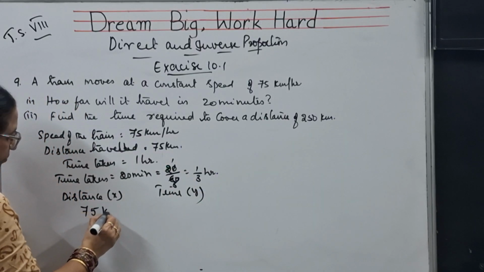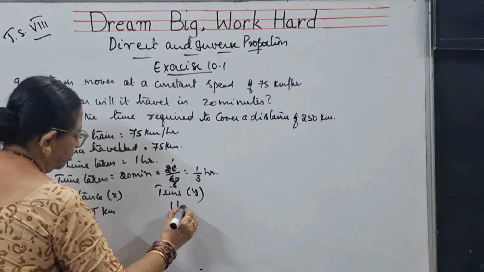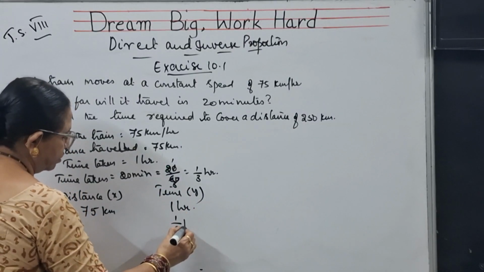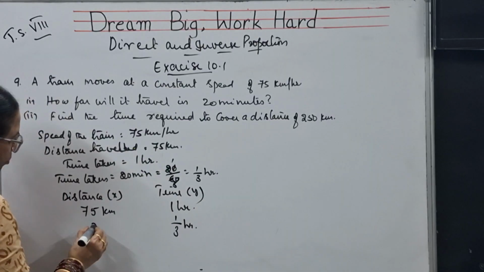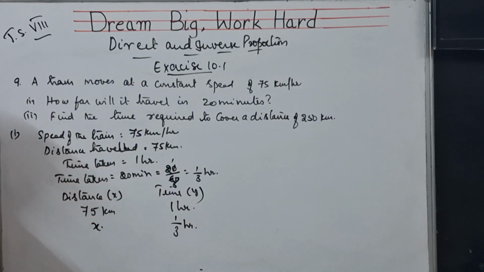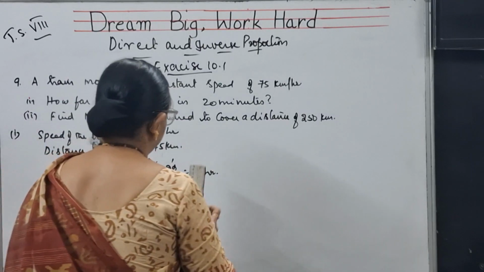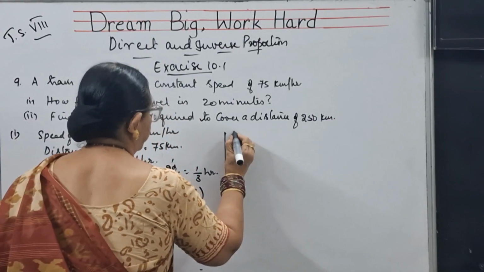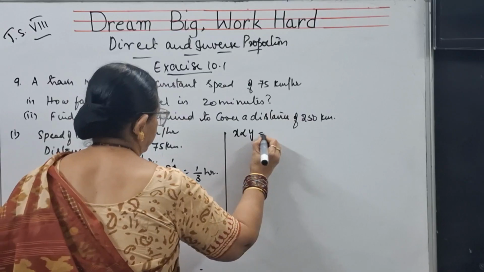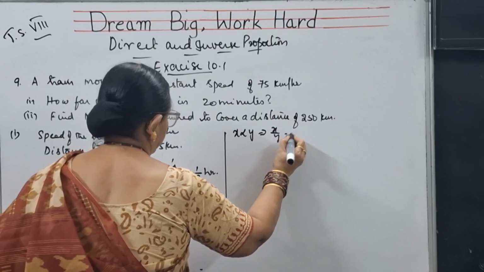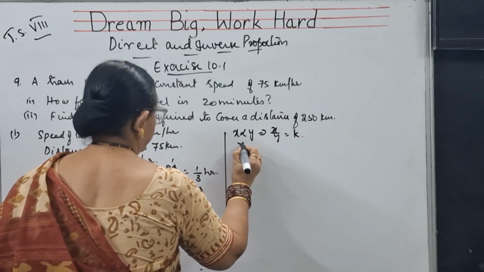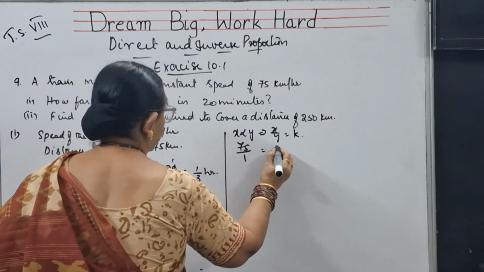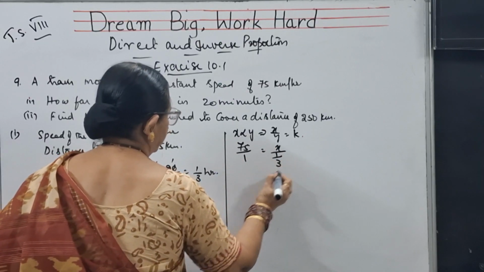75 kilometers is going in 1 hour. So in 1 by 3 hours, how many kilometers? We know that x is directly proportional to y. Distance, if it increases, time also increases. This implies x by y is equal to a constant, that is 75 by 1 is equal to x by 1 by 3.